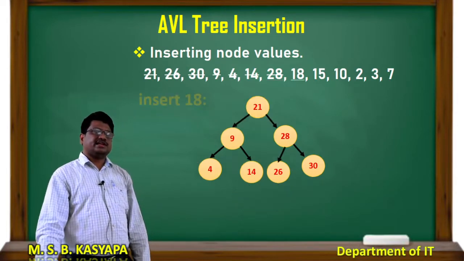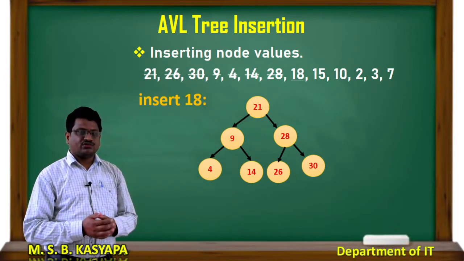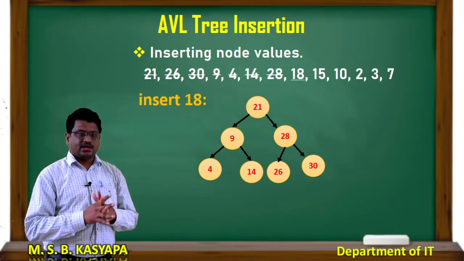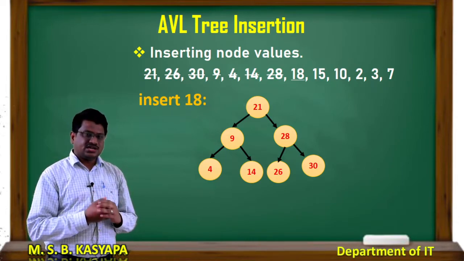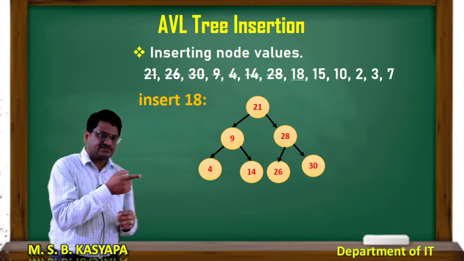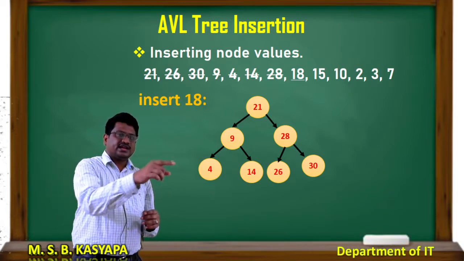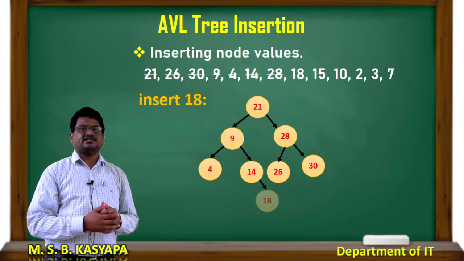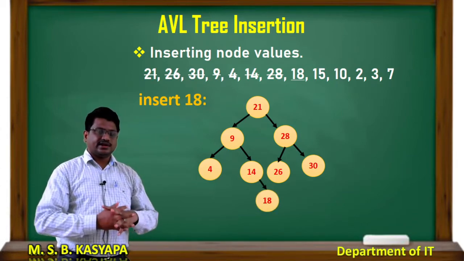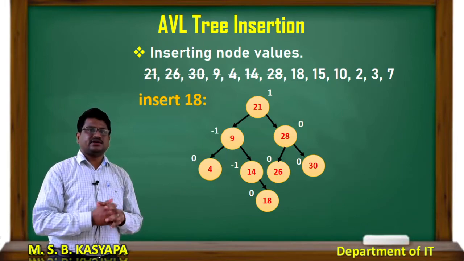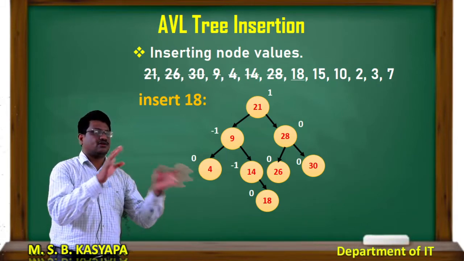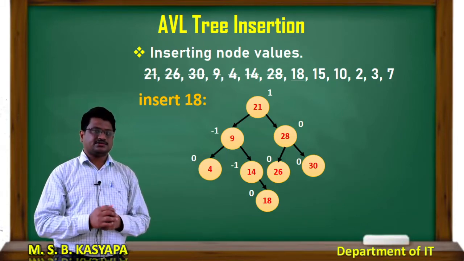Now I'm moving to the next element, 18. So now I want to insert 18. Okay. If I want to insert 18, see, 21: less than, so that means left child. 9: greater than, so right child. Next here, 14: greater than, so 18 goes to the right side of 14. If I calculate the balance factors, everything is 0, minus 1 or 1. Okay, it is an AVL tree.